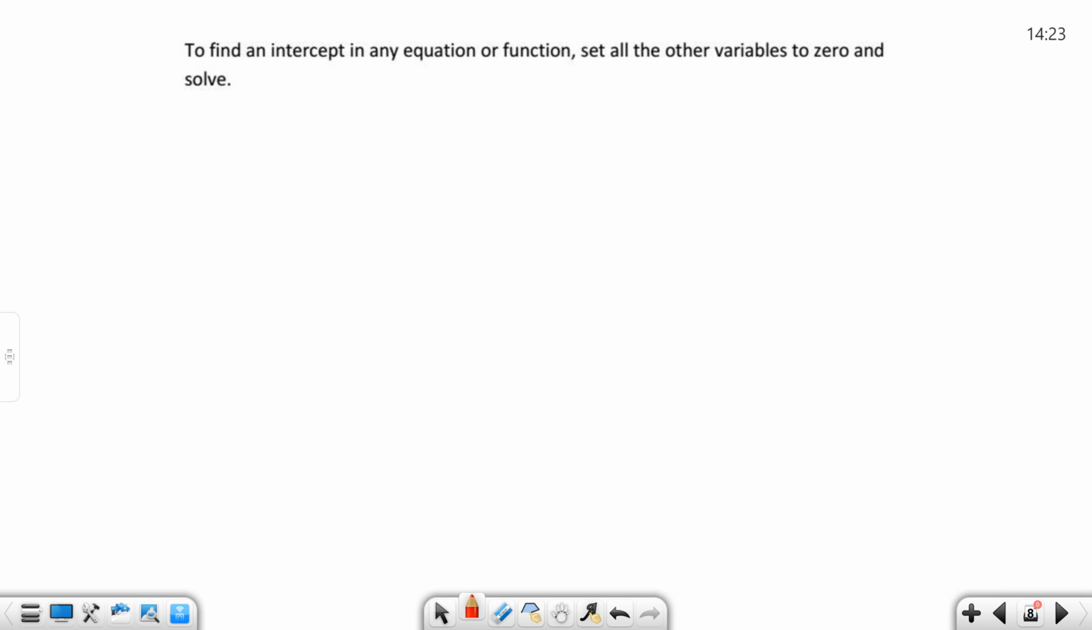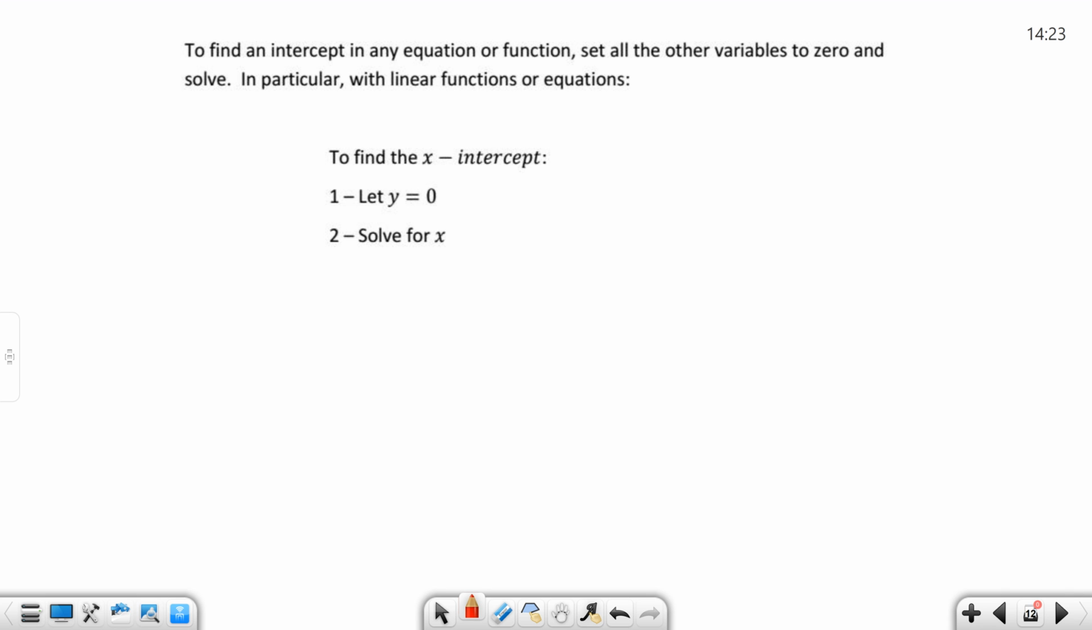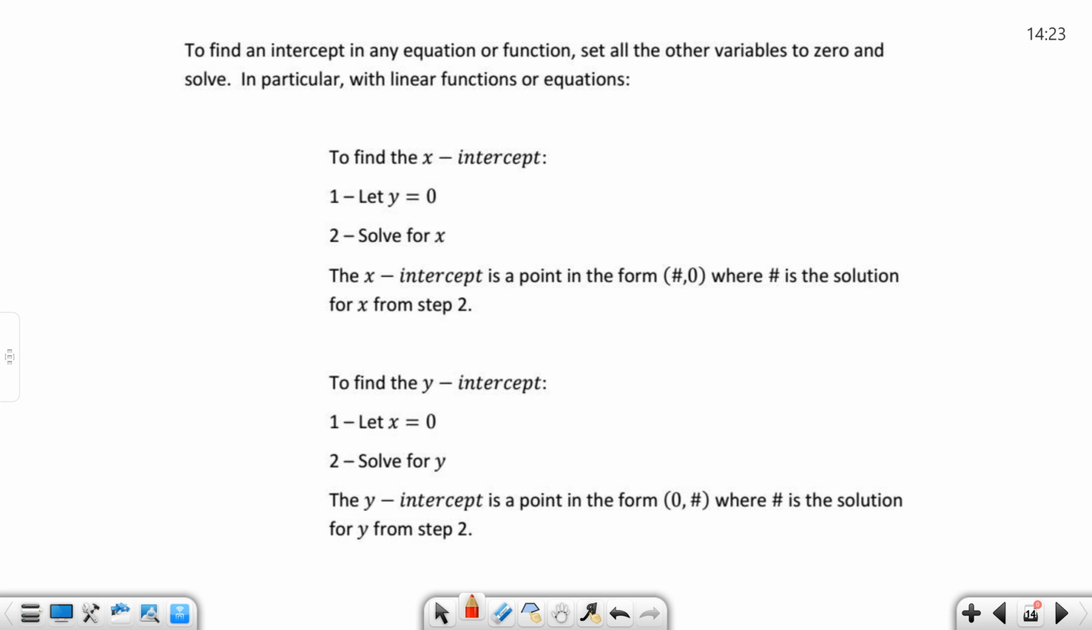So here, to find an intercept in any equation or function, set all the other variables to 0 and solve. In particular, with linear functions or equations, to find the X-intercept, the first thing we do is we let Y equal 0. That's all the other variables. There's only X and Y. Okay? And once you let Y equal 0, you solve for X. And your X-intercept is a point in the form some number comma 0, where that number is the solution from step 2 above. Okay? So when you solve for X, whatever number you get is what goes there. So 4 comma 0, or 7 comma 0, or negative 1/2 comma 0.